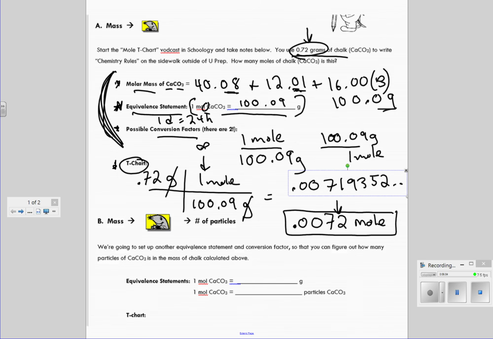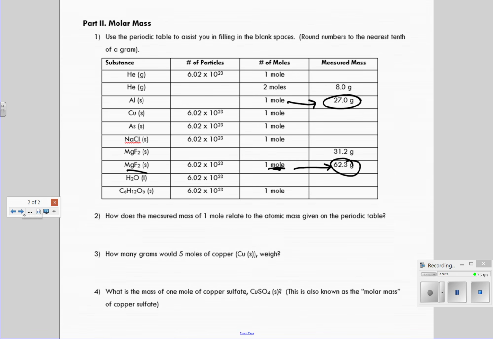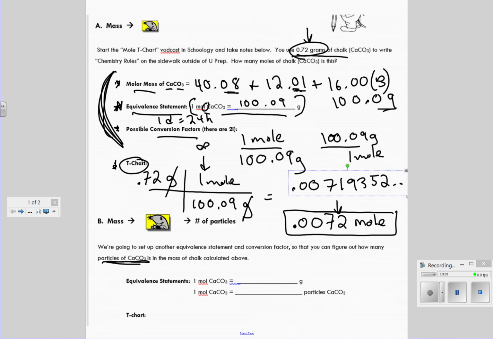We're going to set up another equivalent statement and conversion factor so that you can figure out how many particles. Now we're going into particles. If you're going, oh my gosh, I don't remember that, remember this, go back over here when in doubt. Remember that 1 mole of something is going to have 6.02 times 10 to the 23rd particles. And that is true regardless of what that thing is. You can have a mole of goldfish, a mole of donuts, or a mole of atoms, and you will always have the same number.